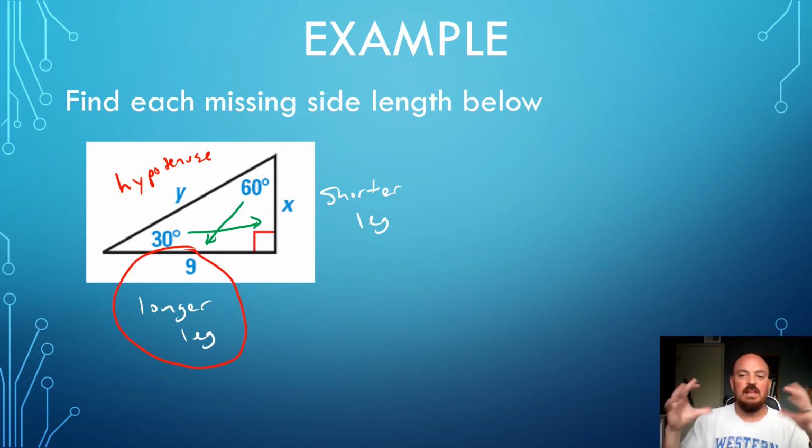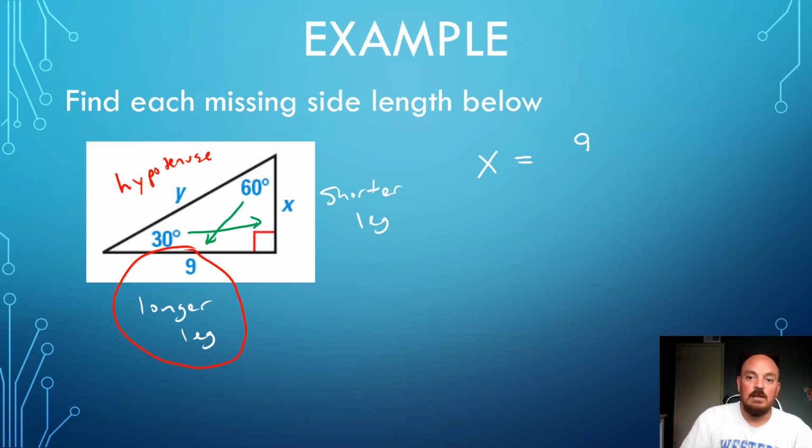Now remember, everything goes through the shorter leg. That's our main one that we want to focus on. So the first thing I want to do is find out what that shorter leg is. The relationship between the shorter leg and the longer leg was the square root of 3. If you know the shorter leg, you multiply by square root of 3 to get the longer leg, or in this case, if you know the longer leg, you can divide. So to find the shorter leg, which is x, I'm going to take the longer leg, which is 9, and divide it by the square root of 3.